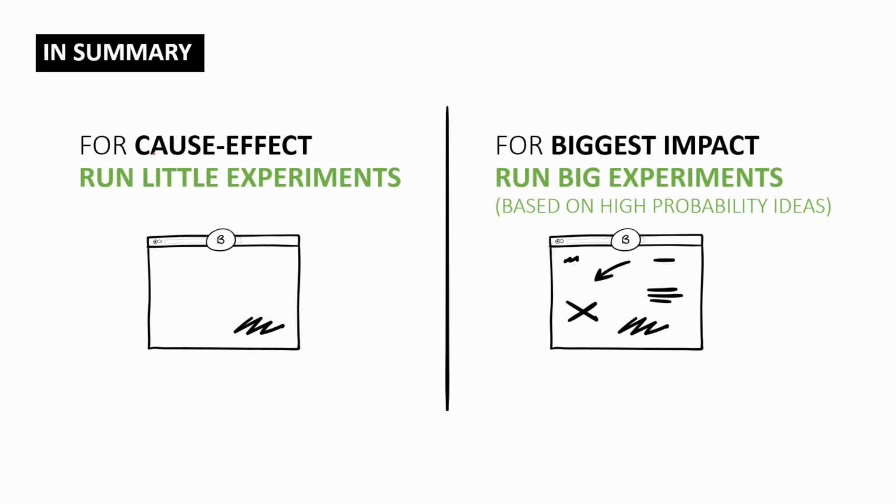In summary, little experiments are still valid. They're very useful for determining cause and effect. And if you really want to understand whether a particular isolated variable has an effect or not, then that is the way to go. That is extremely useful, and it's a valid strategic approach to running experiments. If, however, you're willing to make a trade-off and go for the biggest impact, you run bigger experiments, of course, based on positive probability.